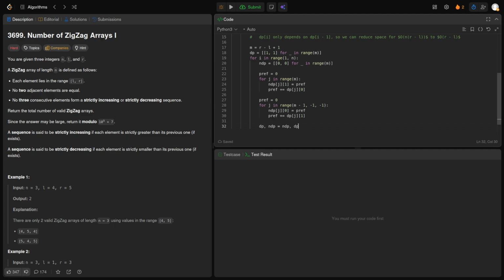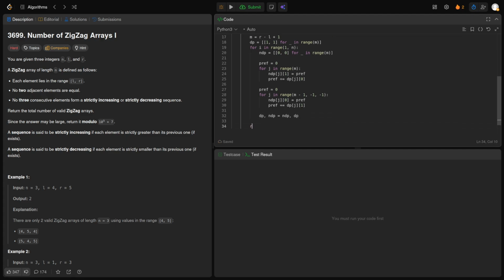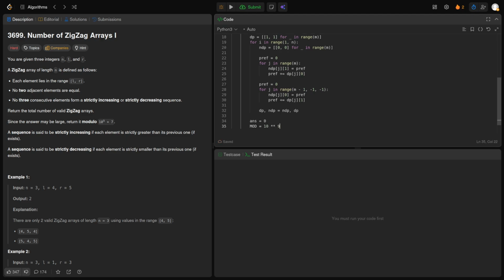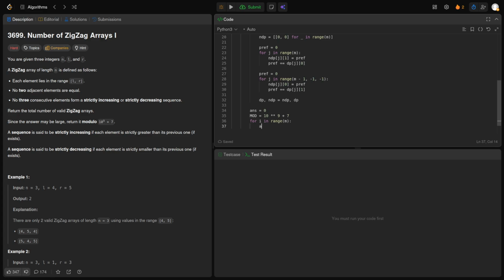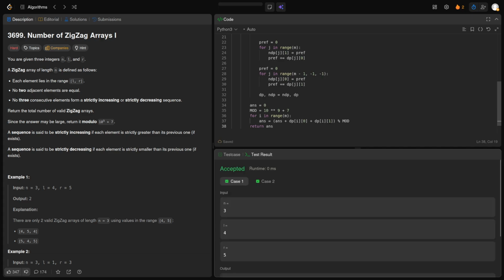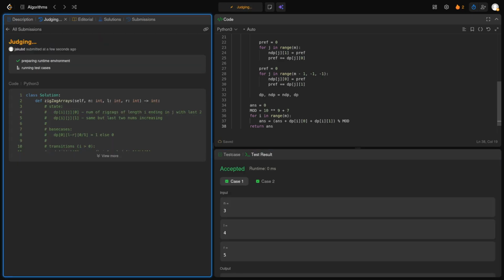And then we want the sum over everything, so ans is this, mod is this, and then ans plus dp[i][0] plus dp[i][1] percentage mod. Let's see. Damn, no way it will work. No way it will work, bro. There is no way it will work.